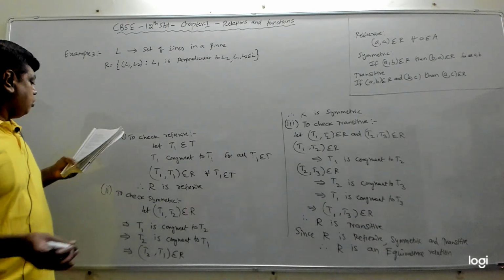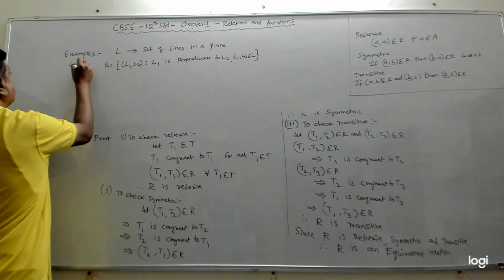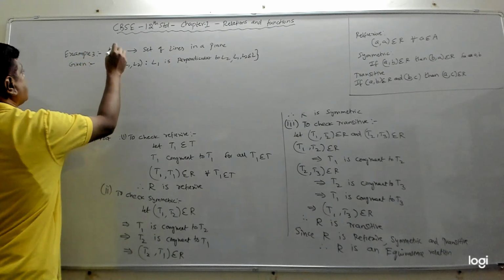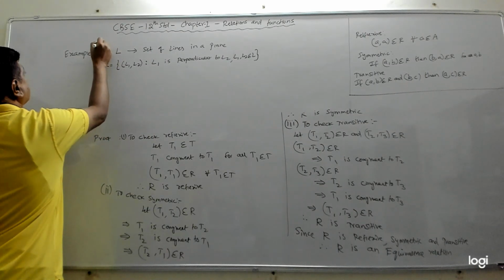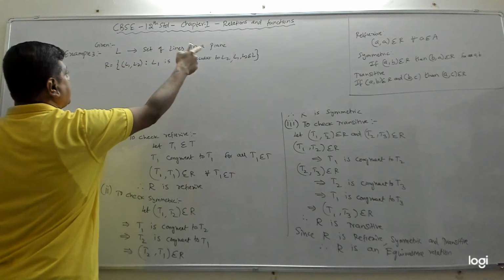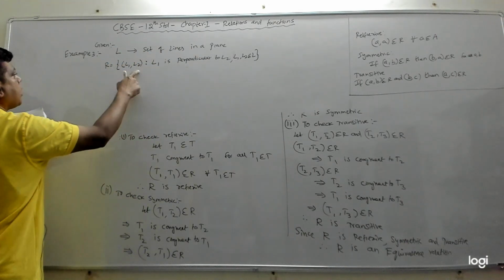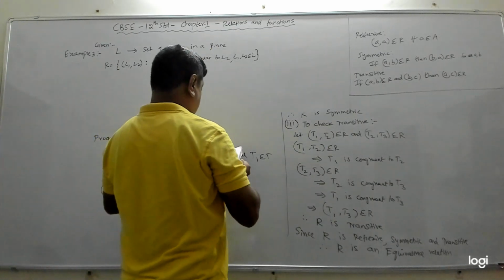Now we should show what we have to prove. So these two are given in the question. Both are given, so I'll write the given here. Given: L is the set of all lines in a plane and relation R is L1 comma L2 such that L1 is perpendicular to L2.